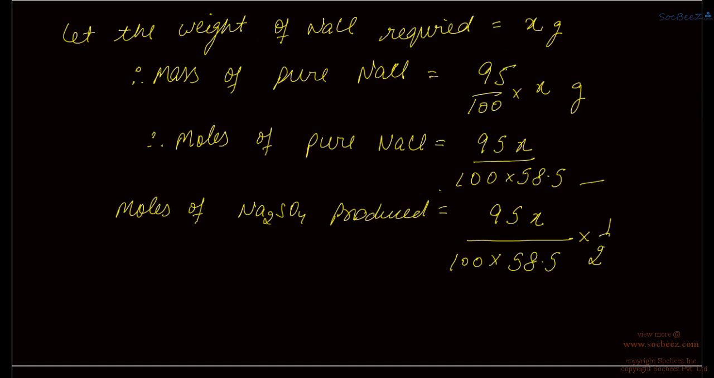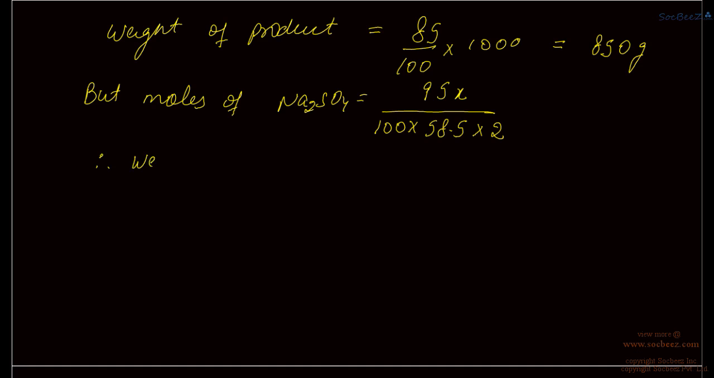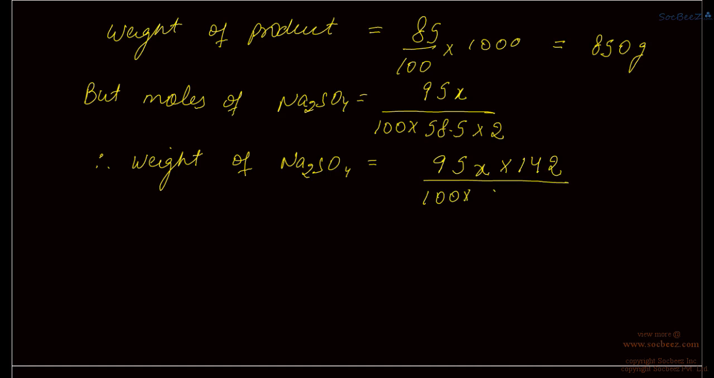But from here, the moles of Na2SO4 produced is 95x upon 100 into 58.5 into 2. Therefore, the weight of Na2SO4 equals the number of moles multiplied by the molecular weight, which gives the actual weight produced by this reaction. The molecular weight of Na2SO4 is 142. So 95x into 142 divided by 100 into 58.5 into 2 is the total weight of Na2SO4 produced. We want 850 gram of this weight. Therefore, if we equate it to 850 gram, our problem is solved.